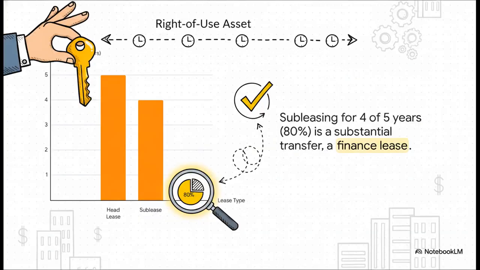So check out this example. Let's say your main lease gave you a 5-year right-of-use asset, and then you turn around and sublease it for 4 of those 5 years. Well, you've just transferred 80% of its economic life. That's a huge portion, and it's enough to cross the threshold, making it a finance lease from your perspective.